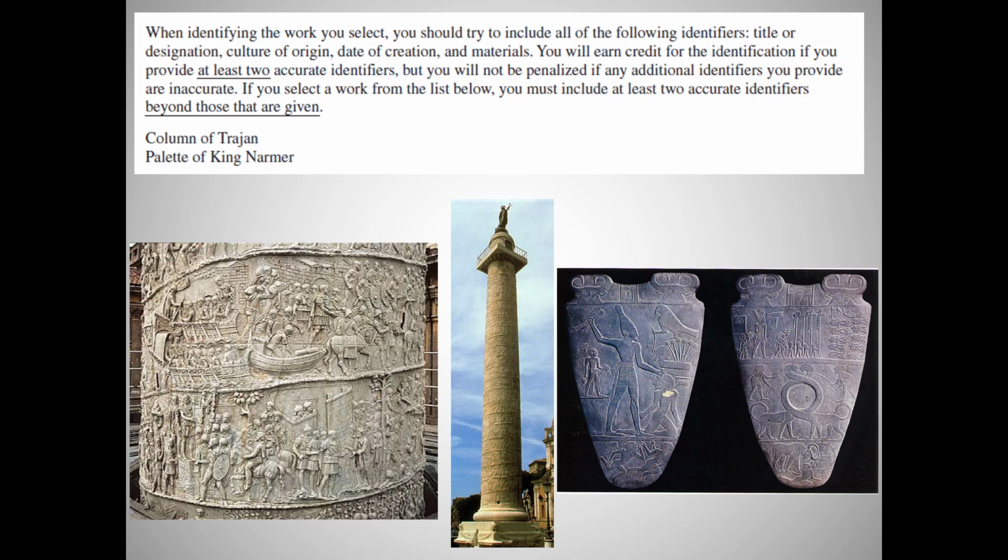In this podcast, however, I'm only going to walk you through comparisons with the palette of Narmer. The bad news is that on your essay test, we're going to ask you to make comparisons with the other work on the list, the column of Trajan. We've put resources up on Moodle to help you review and learn more about the column of Trajan. I'd also note that your review quiz includes lots of questions on this work, including some that the disembodied voice herself struggled a little with.